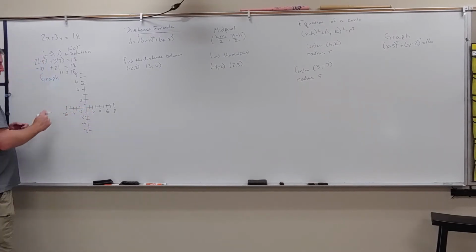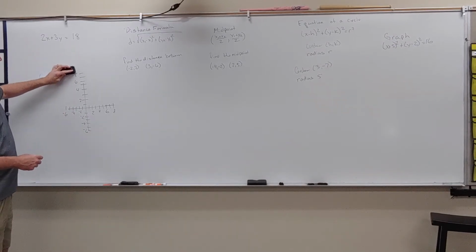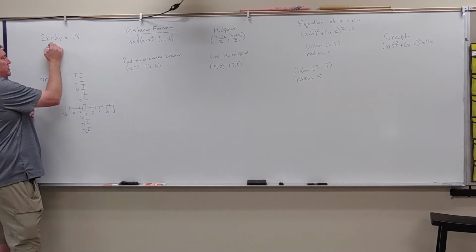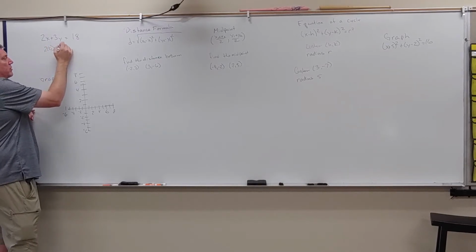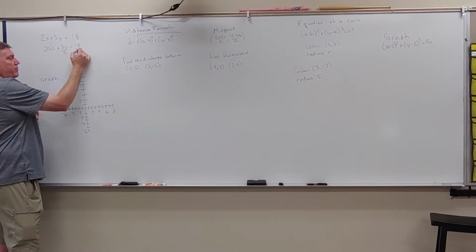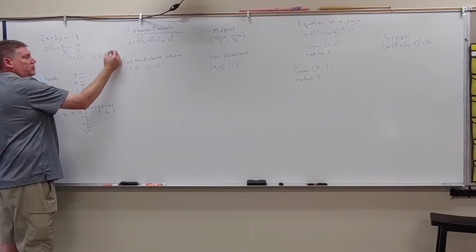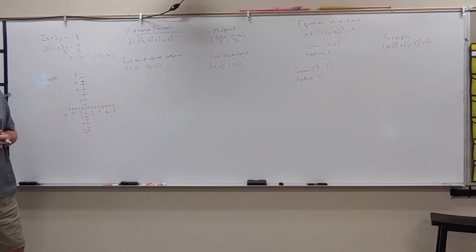All right, so here I'm going to look at my x and y intercepts. I'm going to find my y-intercept. That means this becomes 0. 2 times 0 plus 3y equals 18. I get to divide by 3, y equals 6. That gives me the coordinate (0, 6). So I'm going to plot a point up there at (0, 6).